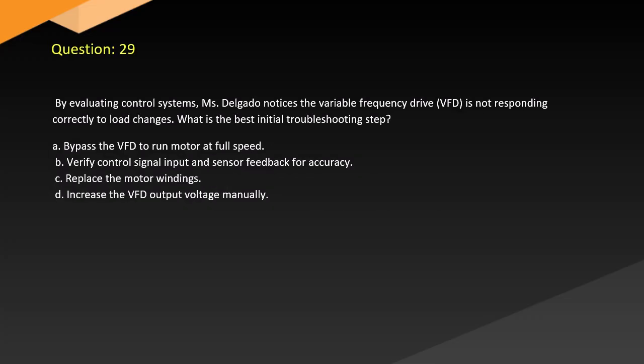Question 29. By evaluating control systems, Mr. Delgado notices the variable frequency drive (VFD) is not responding correctly to load changes. What is the best initial troubleshooting step? A. Bypass the VFD to run motor at full speed. B. Verify control signal input and sensor feedback for accuracy. C. Replace the motor windings. D. Increase the VFD output voltage manually.